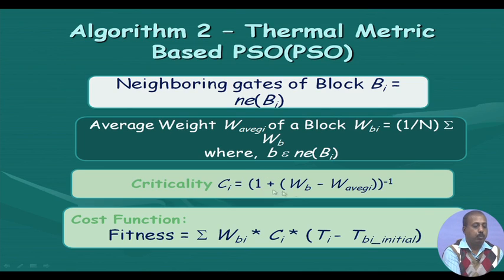So, it is 1 upon 1 plus WB minus W average I. This factor 1 has been added because this value may become 0 or close to 0. Just to avoid that calculation error, this 1 has been added.